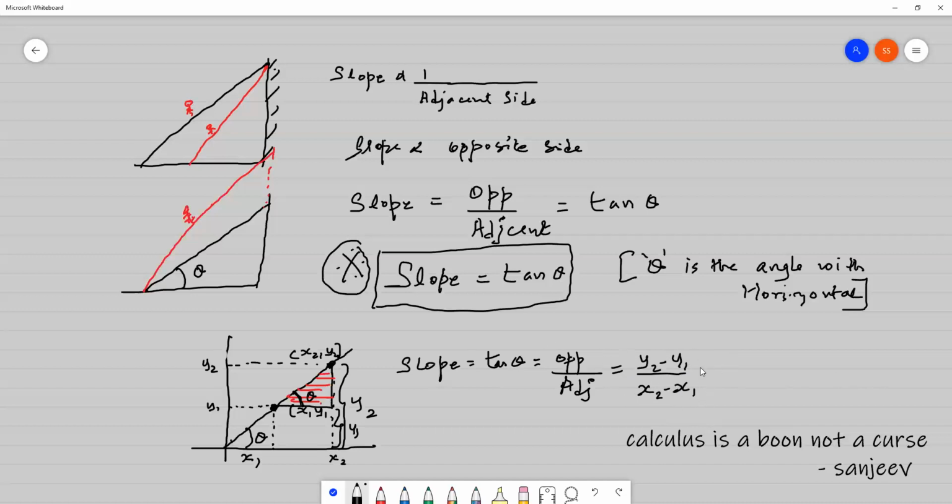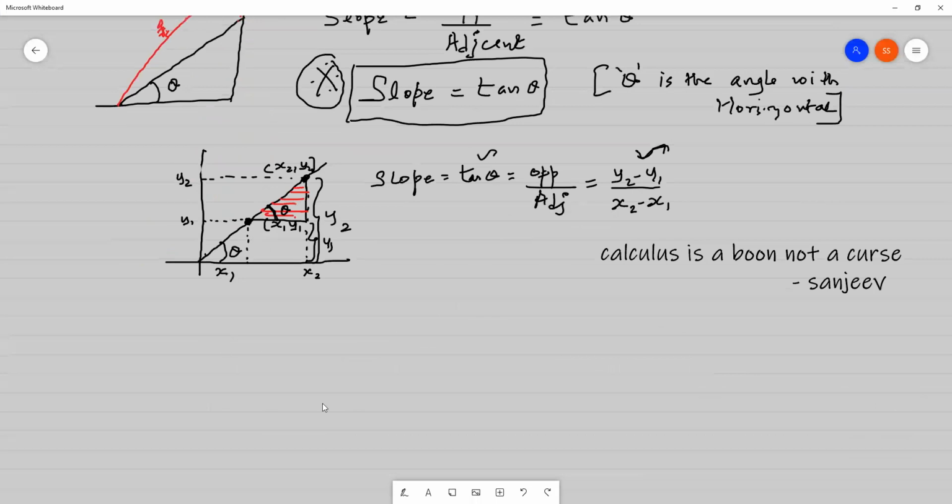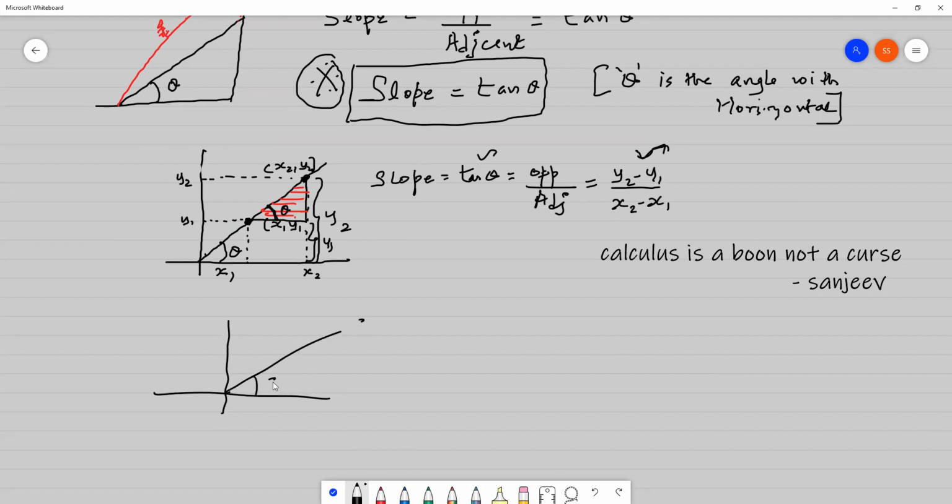So one is tan theta. Now we know if you know two points on a line, the slope of the line is y2 minus y1 by x2 minus x1. So we will see some very easy examples based on what we have done. There are two ways we can find the slope. One is if someone gives you this angle as 30 degrees, the slope of the line will be tan 30, which is 1 by root 3.